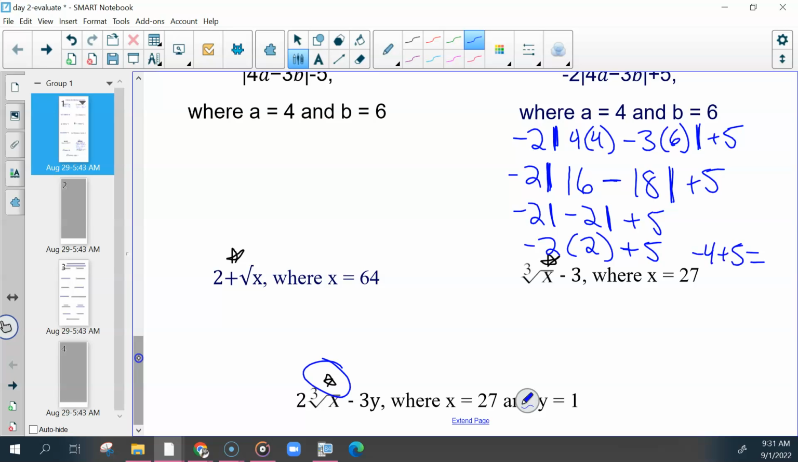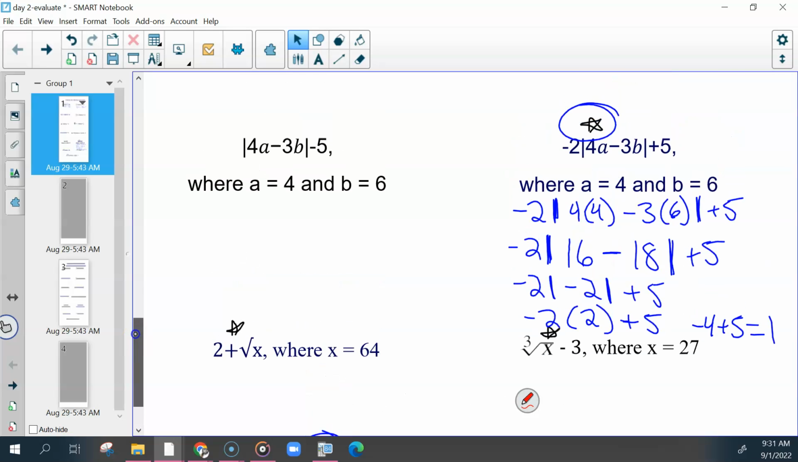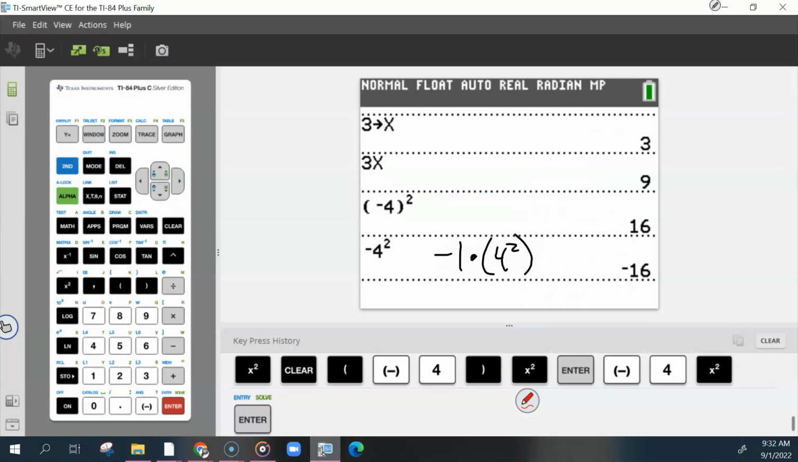So when we put these numbers in, we get 1. Now, if you want to use your calculator to check yourself, this would be a good way to do this. So we know a is 4 and b is 6. How would that be working? Okay. So in our calculators, we're going to put those in and see what happens.